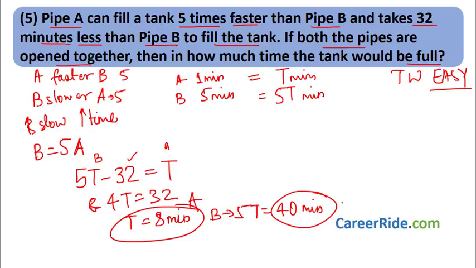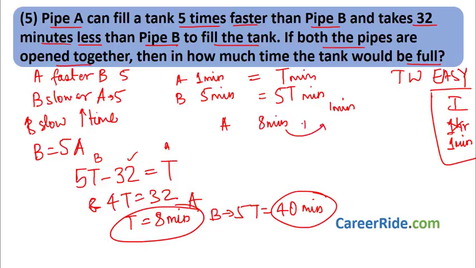Now let us see if both are opened together, in how much time the tank would be full. What have we learned? Invert and find the 1 hour work done or 1 minute work done, right? We don't have hours over here, we have minutes. So 1 minute work done. Pipe A fills the entire tank in 8 minutes. So in 1 minute, how much tank is filled? Simply invert, 1 by 8. Pipe B fills the entire tank in 40 minutes, 5 times more time, right? So in 1 minute, how much tank is filled? 1 by 40, right?